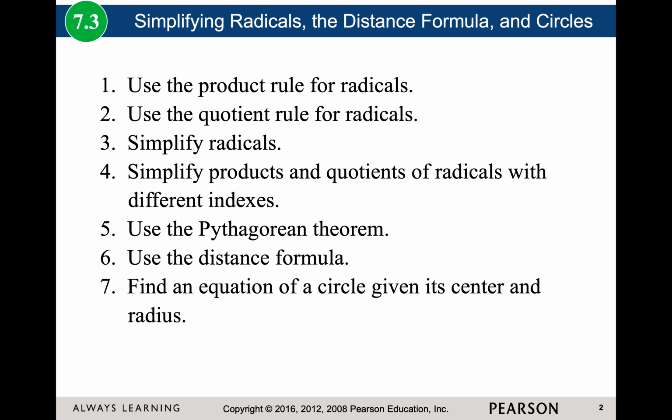So we're going to learn a product rule, what to do when you're multiplying two roots, what to do when you're dividing two roots, simplifying them, combining like terms with them, the Pythagorean Theorem, the distance formula, and finally the equation of a circle. So objectives 5, 6, and 7 are basically us applying what we're learning in objectives 1 through 4.